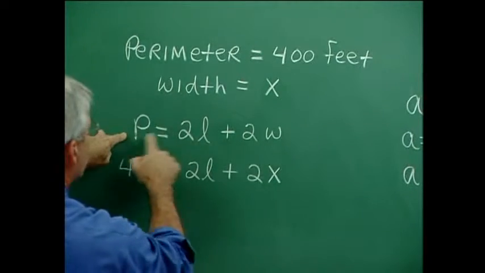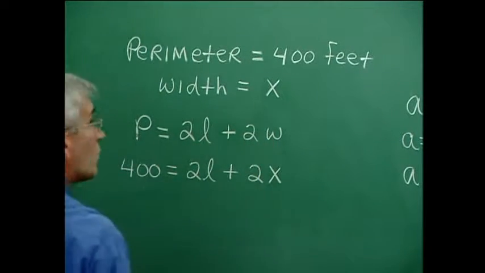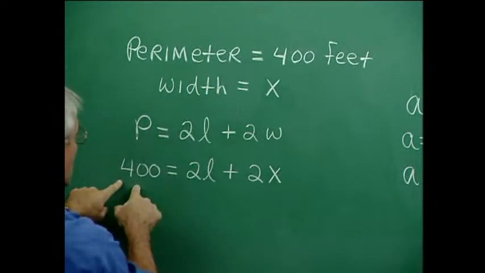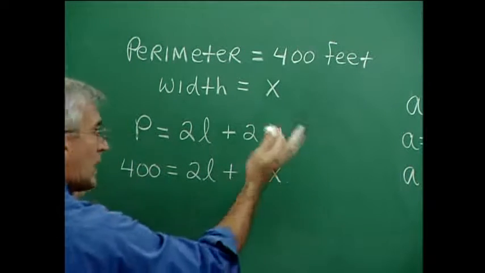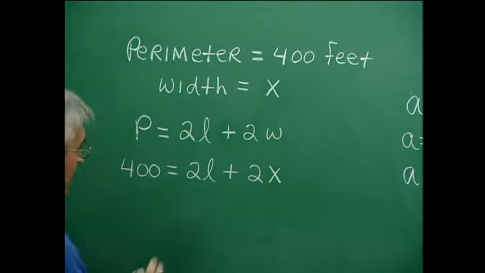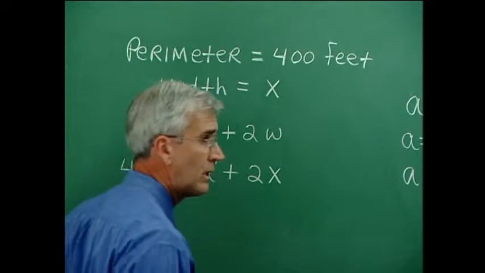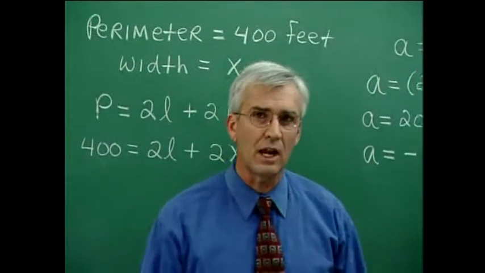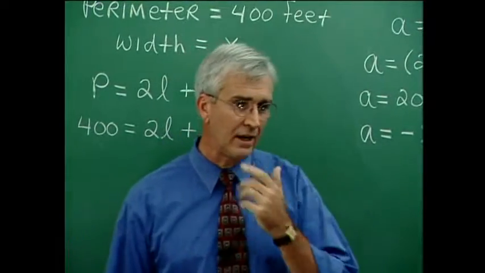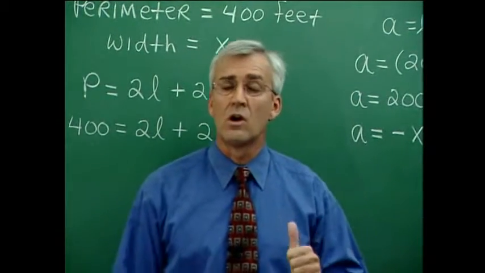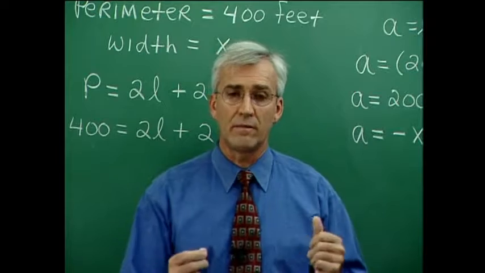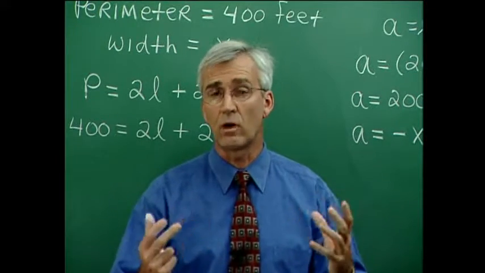Now perimeter is 2 times length plus 2 times the width. We know the perimeter is 400 and the width is x, and that's about what we know right now. We could write down the area formula if we want to. Area is length times width. But let's understand what we're trying to accomplish here and the nature of the problem. We're given the idea that a rectangle has a perimeter of 400.